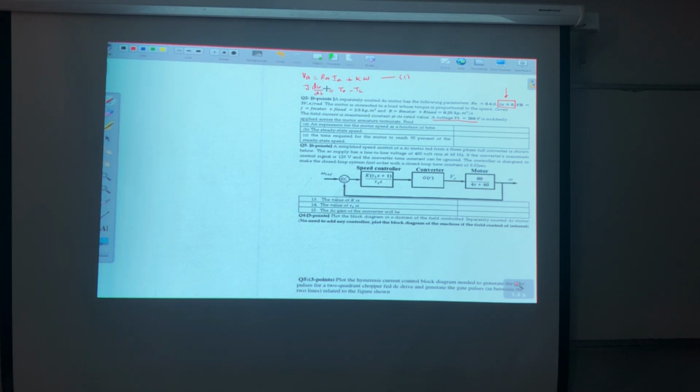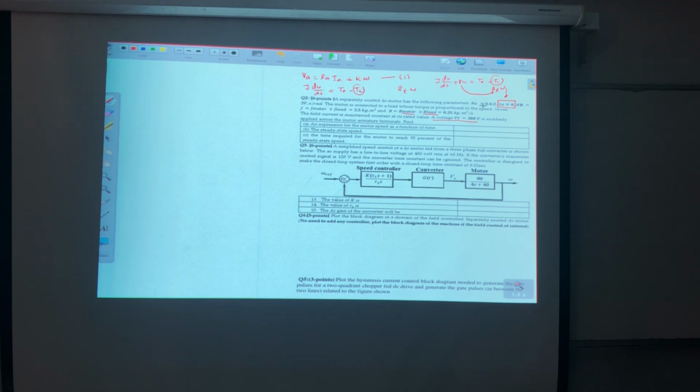Simply here it will be B total multiplied by omega. So this will include the B omega. This one, by the way, has the load and the machine. Okay. J d omega by dt plus B omega will equal TE minus TL. This TL is what? B load omega.